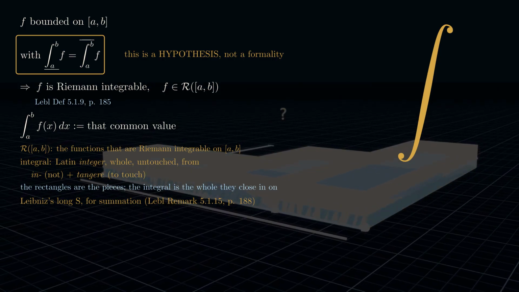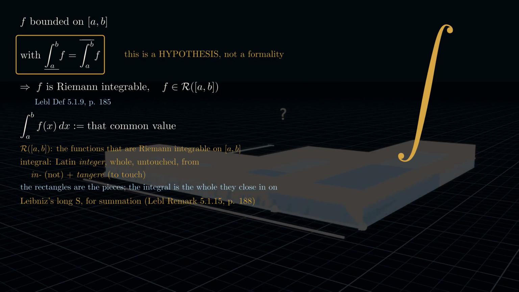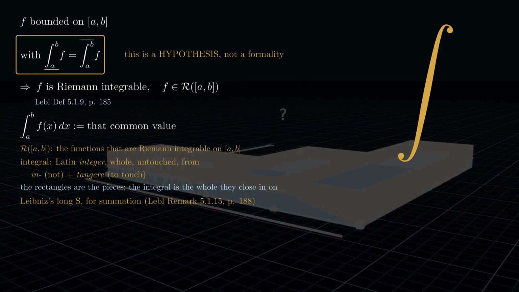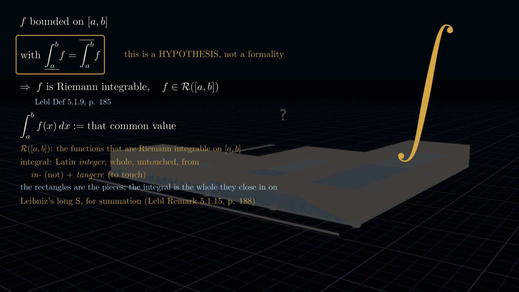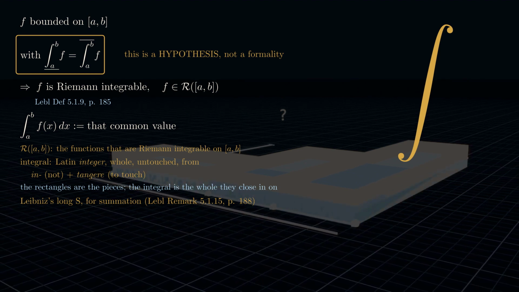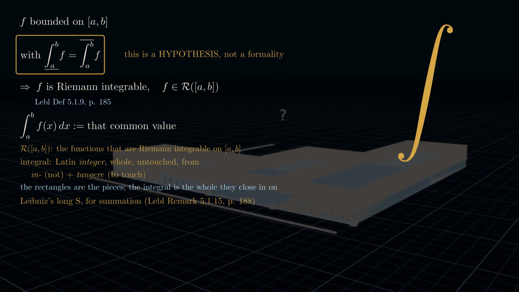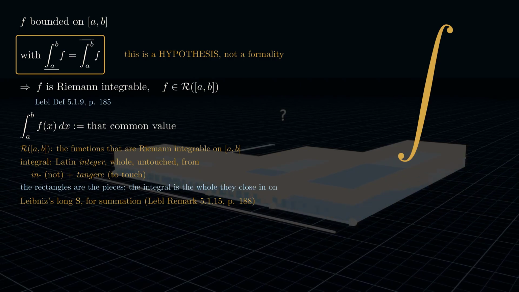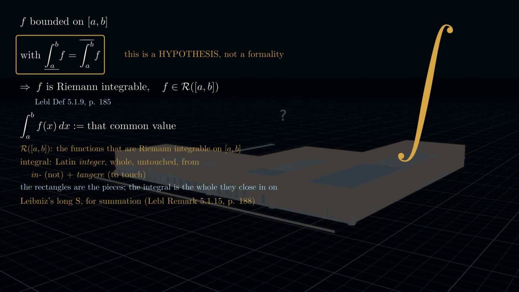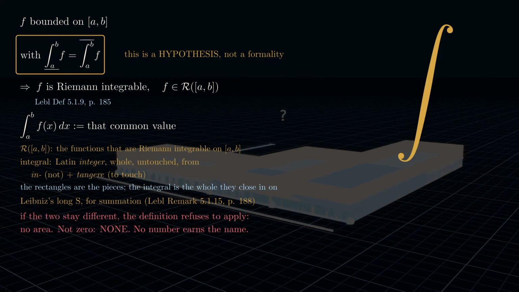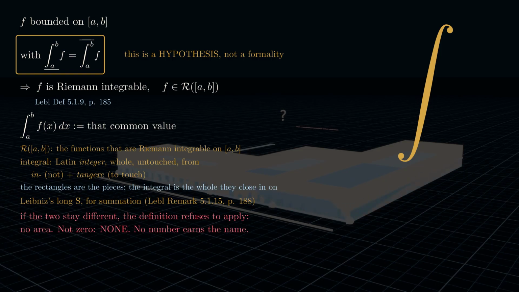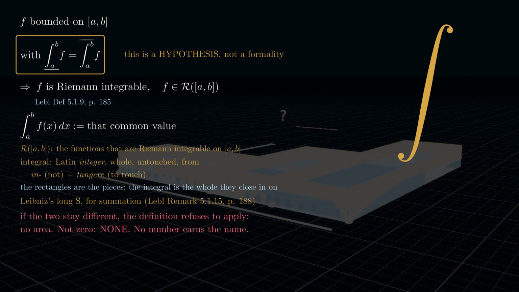But what if it does not? What if some ordinary function, defined at every point, never running off to infinity, has a best underestimate and a best overestimate that stay different forever, no matter how finely you chop? Then, under the definition we built, it has no area. Not zero, none. The definition refuses to apply. No number earns the name.